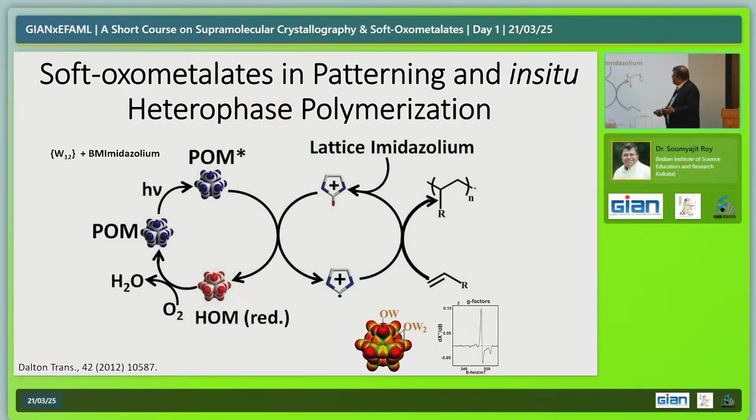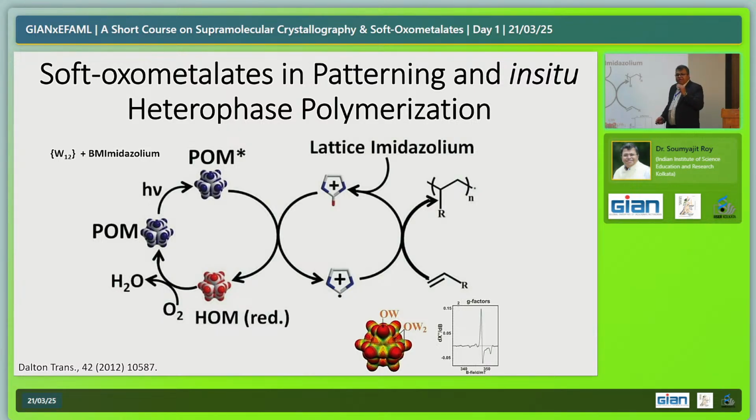When you shine light onto this, it goes to the charged excited state. Now when you have it in this excited state, you have butyl methyl imidazolium. Now butyl methyl imidazolium has these hydrogen atoms over there that can be transferred. So it's like a hydrogen atom transfer. When you have this transfer, you create an imidazolium cation radical. Now once you have this imidazolium cation radical, the oxometalate is being reduced.